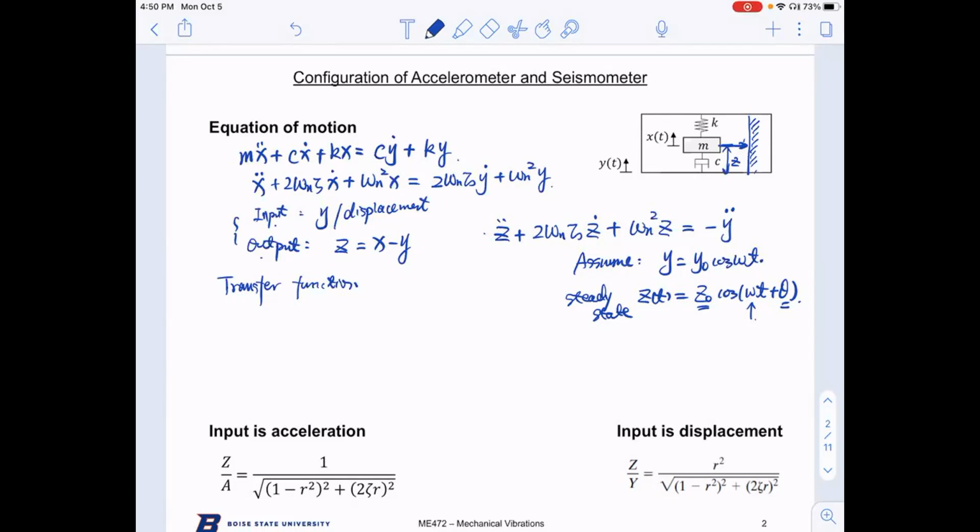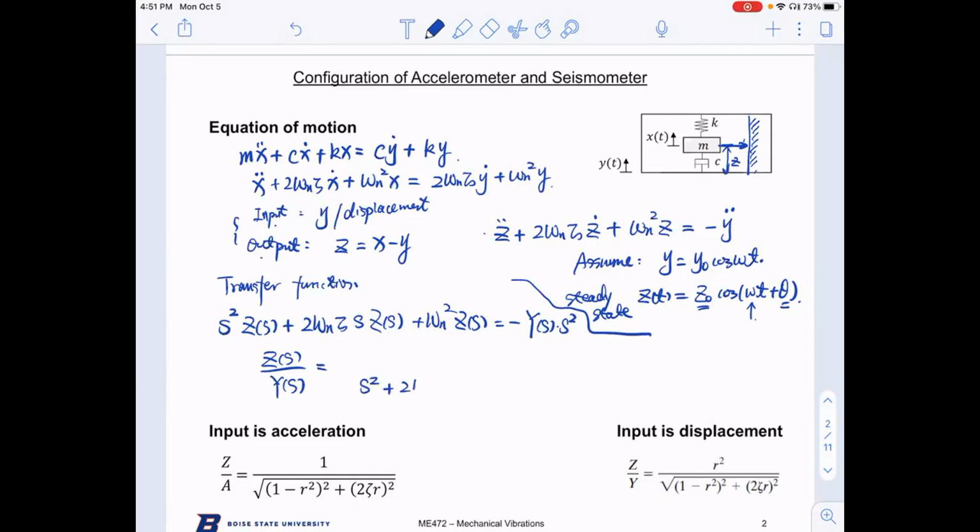In order to find Z naught and theta, we need to first find the transfer function. The way we do it is we replace all these time derivatives by S operators. So it's S squared Z(s) plus 2 omega n zeta S Z(s) plus omega n squared Z(s), and on the right hand side is minus Y(s) S squared. Then you can move things around. You have your output over input. That gives you your transfer function.